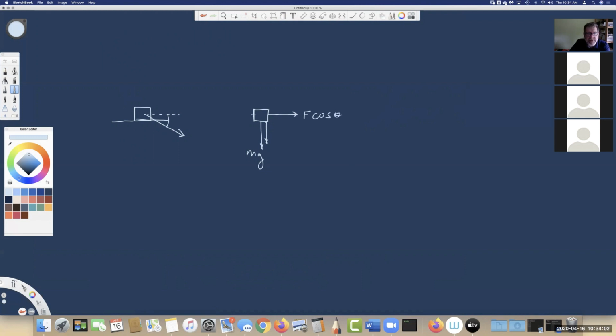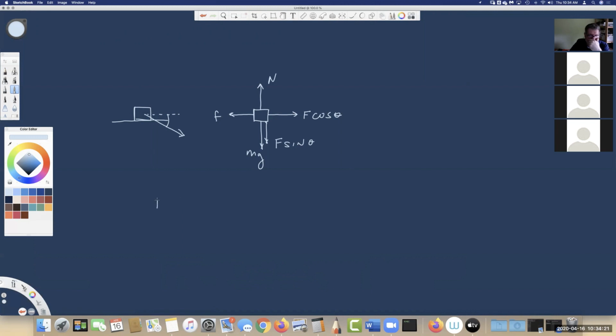And it is the friction force that goes this way. The sine component of the push force goes this way, and the normal force goes upward. This is my free body diagram for this situation. So how big of a crate can I move?